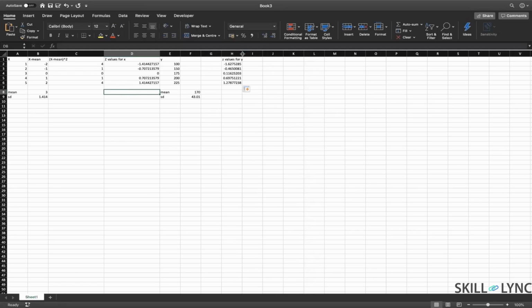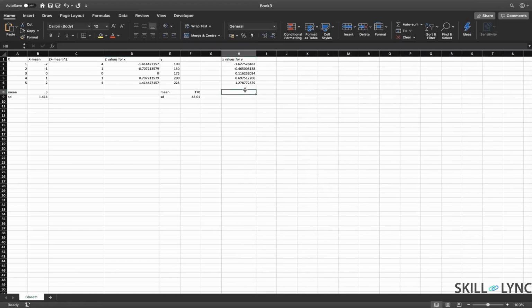Calculate the mean for z values for y. 0, right? So did you understand the beauty? Calculate the standard deviation quickly for both z values of x and z values of y. The way we have calculated standard deviation for normal x and y, let's do that for z of x and z of y. You will notice something really interesting.